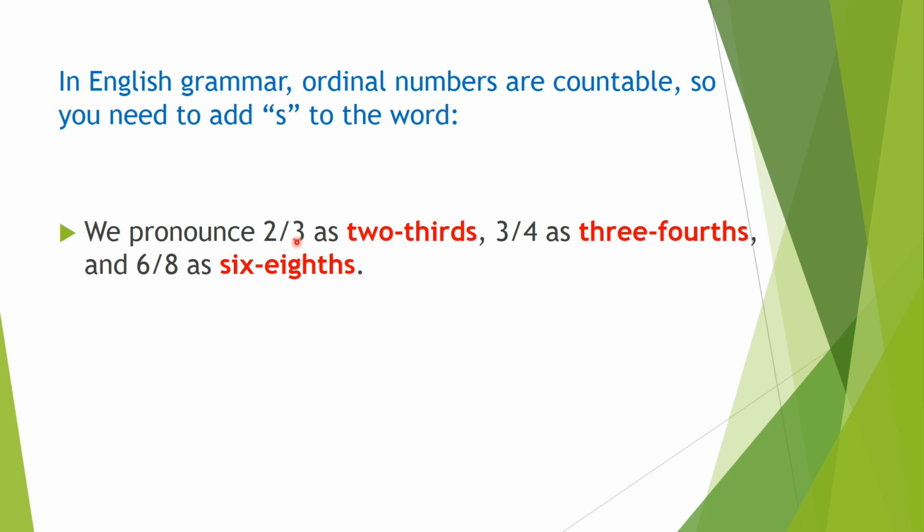When we are reading the denominator 3 over here, we are not saying third, we are saying thirds. Here we are not saying fourth, we are saying fourths. And here we are not saying eighth, we are saying eighths. Why? Because here the numerator is more than 1. It's 2. 2 parts are shaded. So our denominator will be countable in the form of plural. So we will be saying thirds, fourths, eighths.